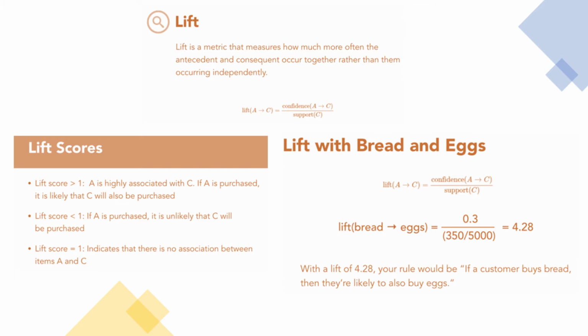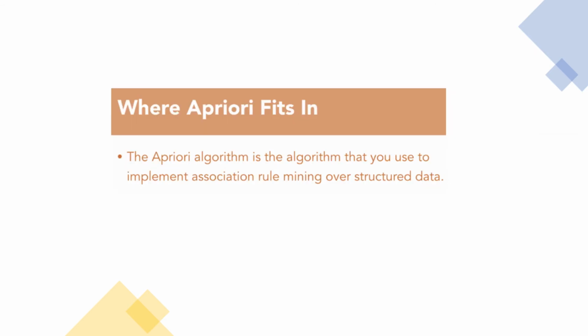Now a lift score greater than 1 means that A is highly associated with C, meaning that if A is purchased, it's likely that C will also be purchased. So your rule would come out as, if a customer buys bread, then they are likely to buy eggs also. Now where does Apriori fit in? The Apriori algorithm is the algorithm that is used to implement association rule mining over structured data.